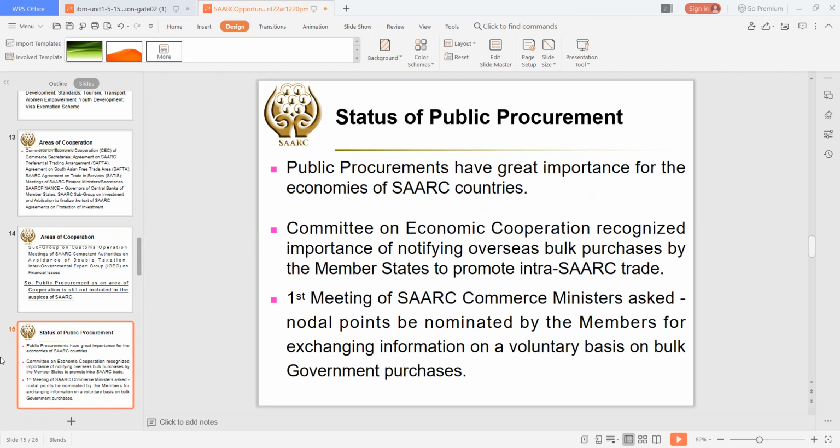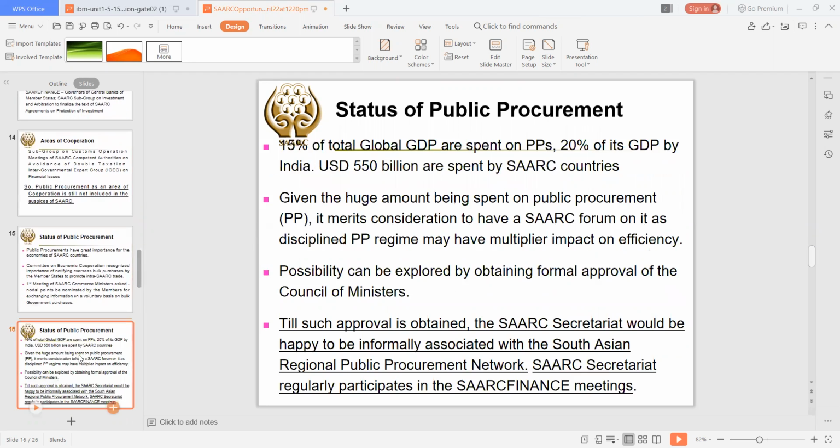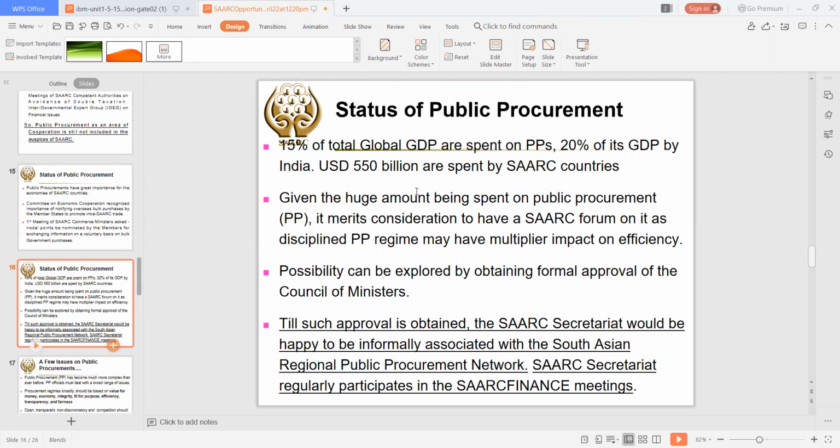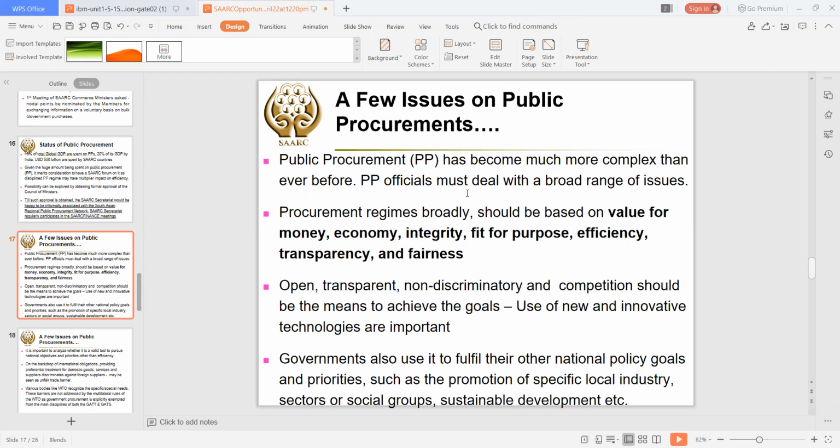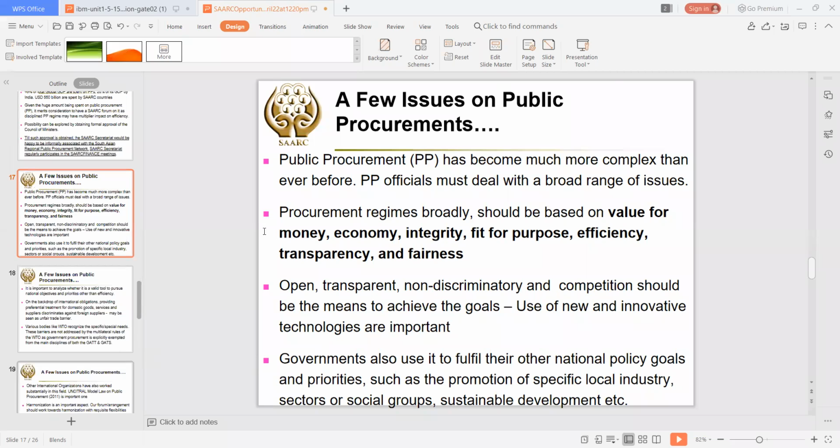So the status of public procurement. Public procurement has become much more complex than before. PP officials must deal with a broad range of issues. Procurement regimes should broadly be based on value for money, economy, integrity, fit for purpose, efficiency, transparency, and fairness. Openness, transparency, non-discrimination and competition should be the means to achieve the goals. Use of new and innovative technologies is important. Governments also fulfill their national policy goals and priorities, such as the promotion of specific local industry sectors or social groups, sustainable development, etc. So I think that is an important thing.